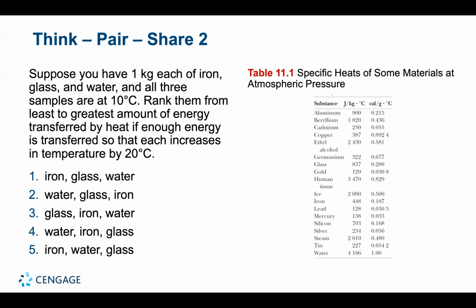So in this one, suppose you have 1 kilogram each of iron, glass, and water, and all are raised by 10 degrees C. Rank them from least to greatest amount of energy transferred by heat if enough energy is transferred so that each increases its temperature by 20 degrees C. So the answer is iron, then glass, and then water. So for a given temperature increase, the energy transferred by heat is proportional to the specific heat.